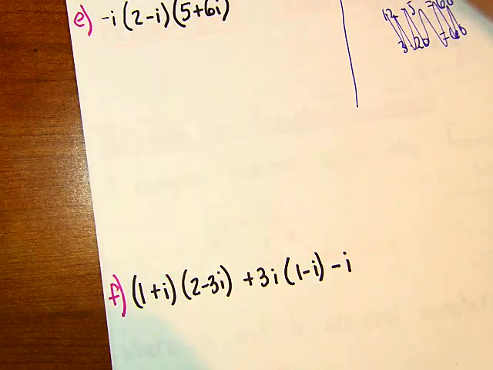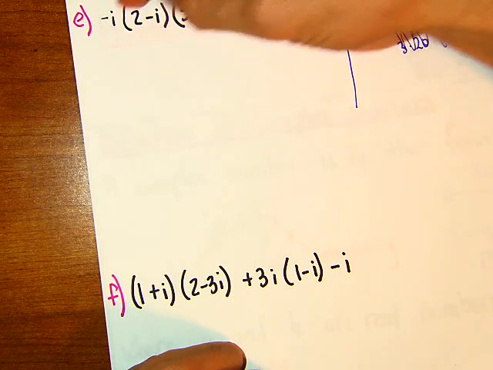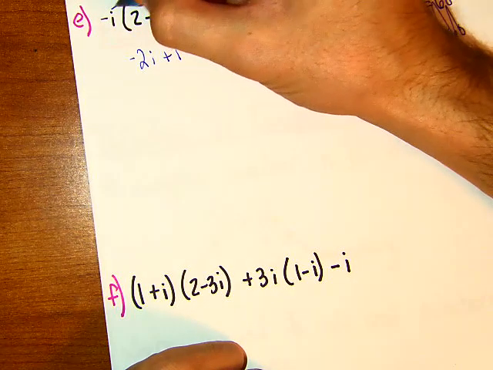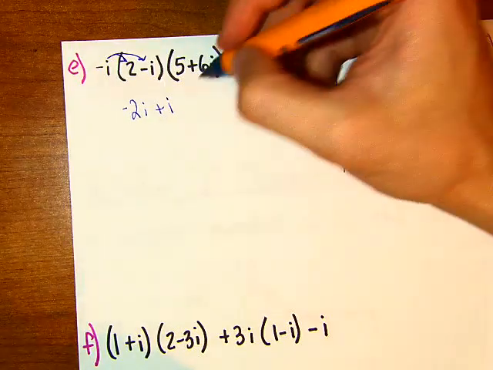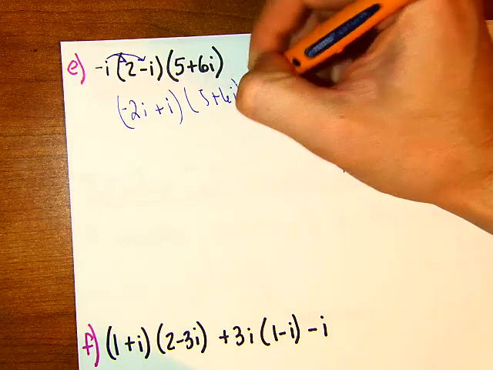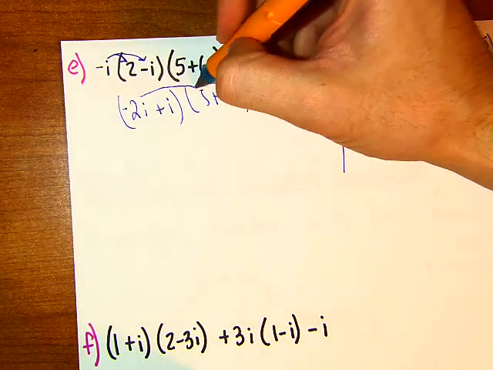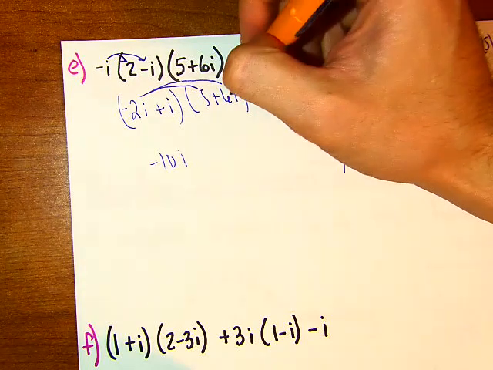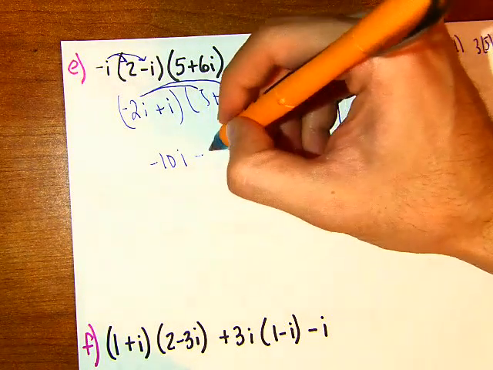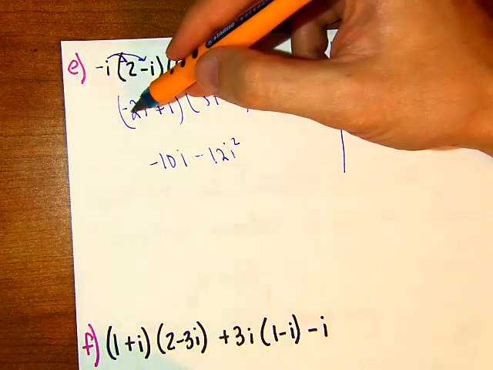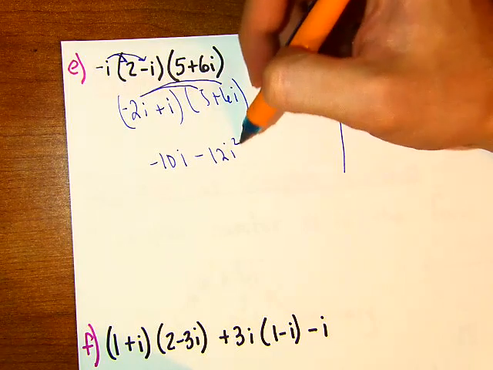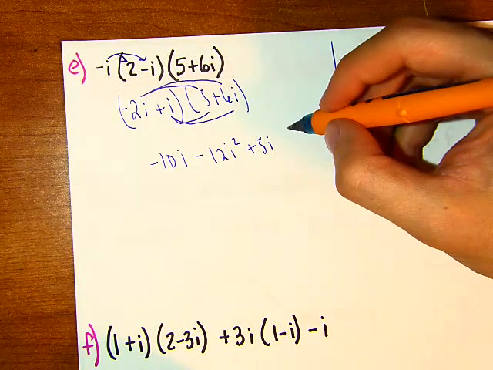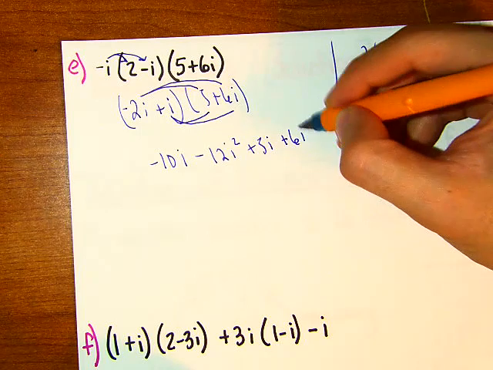So here, what I would do is multiply the minus i to this guy first, and then you're going to FOIL it. So this is minus 2i plus i when you multiply this to this, okay? And then here, now you do 5 plus 6i, and you just FOIL it up. So then this would become what? Minus 2i times 5 is minus 10i, and minus 2i times 6i is minus 12i squared, right? Because minus 2 times 6 is minus 12, i times i is i squared. Now i times 5 is plus 5i, and i times 6i is 6i squared.